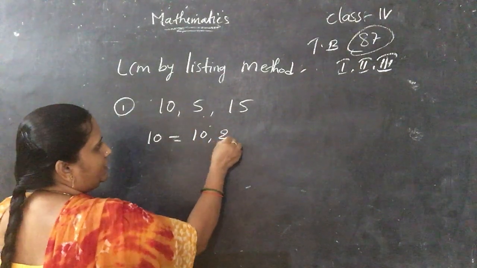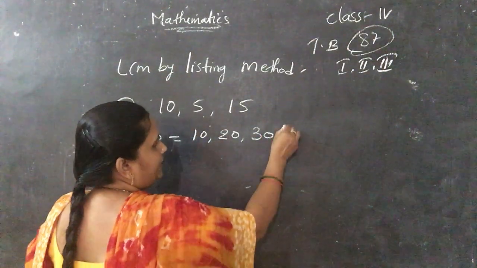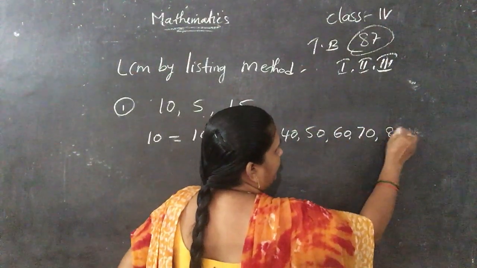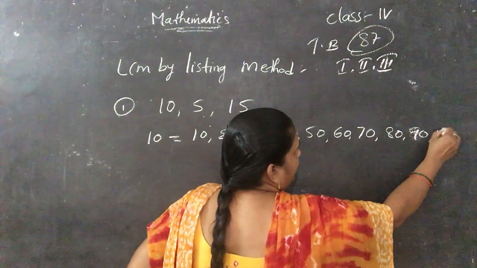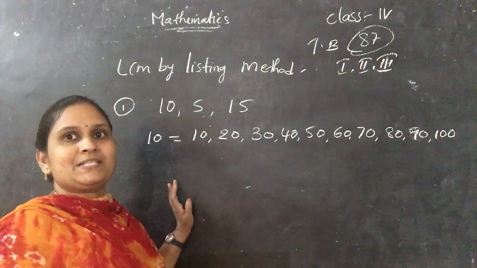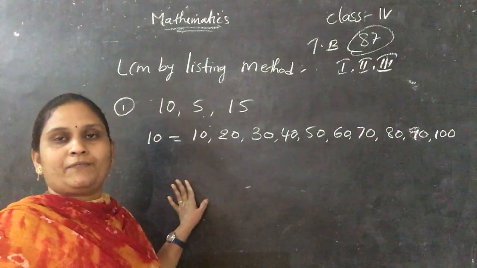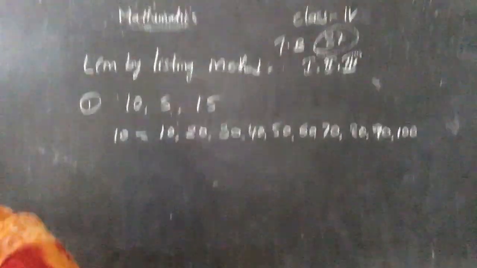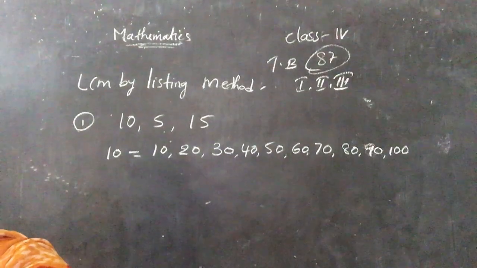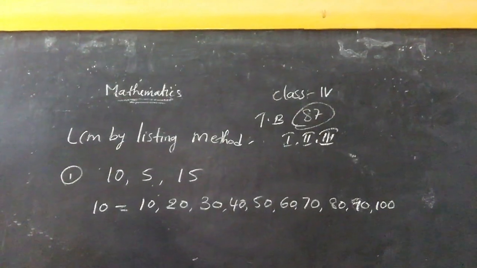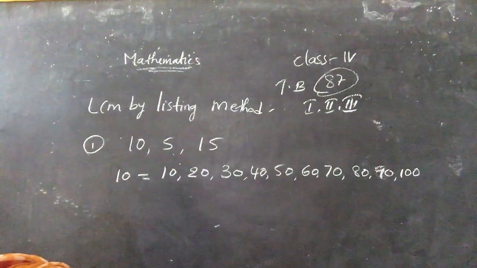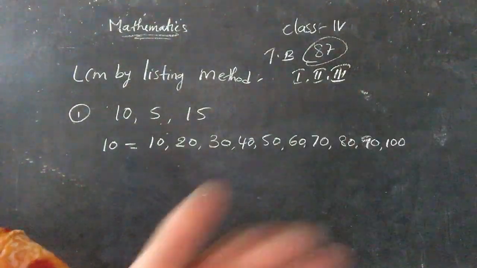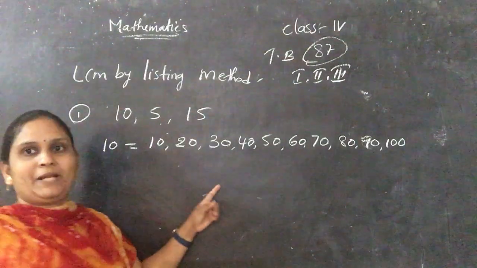10 ones are 10, 10 twos are 20, 10 threes are 30, 10 fours are 40, 10 fives are 50, 10 sixes are 60, 10 sevens are 70, 10 eights are 80, 10 nines are 90, 10 tens are 100. So these are the first 10 multiples of 10.